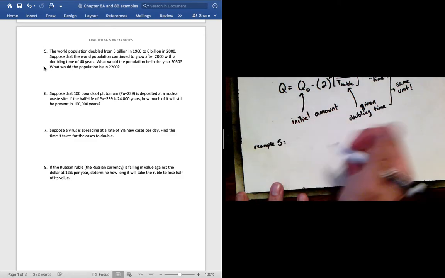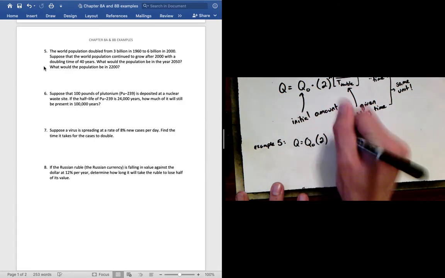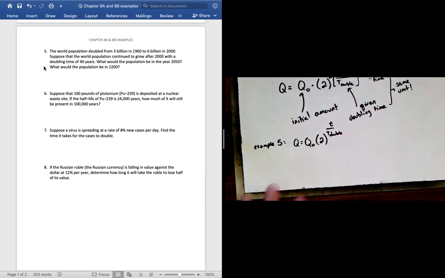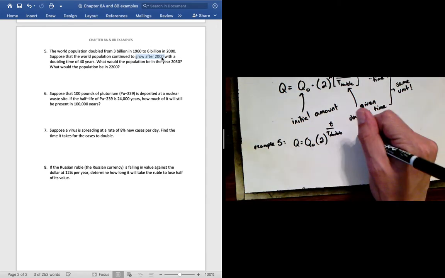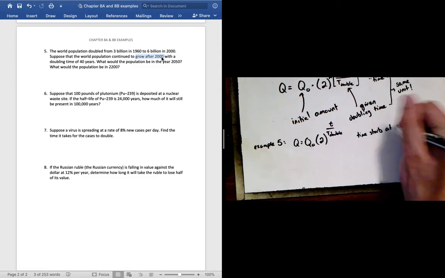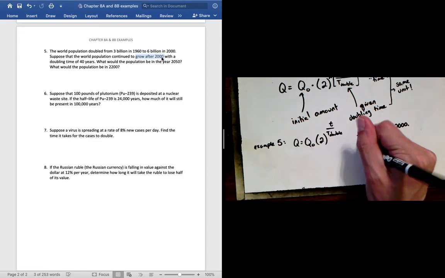Let's write out our equation. Q equals Q naught times 2 raised to the little t over big T double. Now it doubles every 40 years after the year 2000, so we're going to say that the year 2000 is time 0. In other words, time starts at 2000. It told us that the doubling time is 40 years, so our T double will be 40.